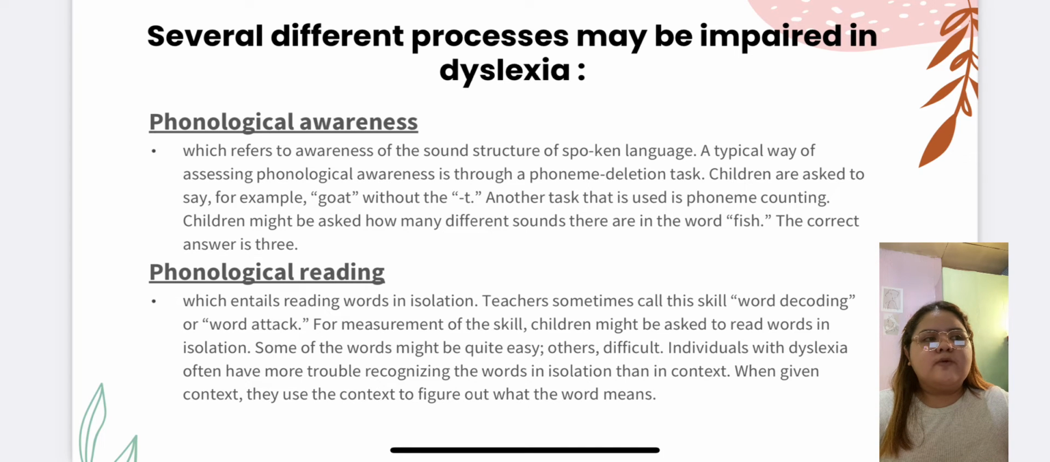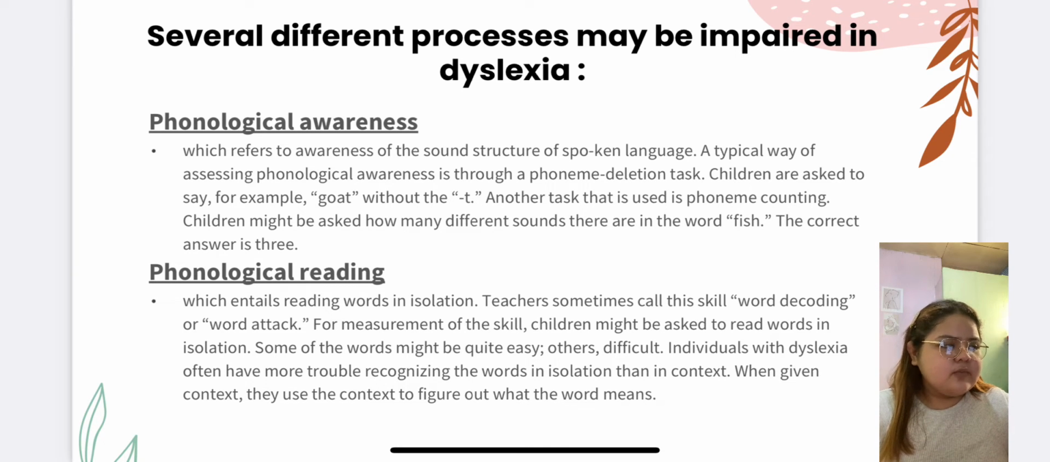A typical way of assessing phonological awareness is through a phoneme deletion task. Children are asked to say, for example, goat without T. Another task is phoneme counting. Children might be asked how many different sounds there are in the word fish. So in the word fish, we have 3 different sounds, the F, the I, and sh. So the correct answer is 3.